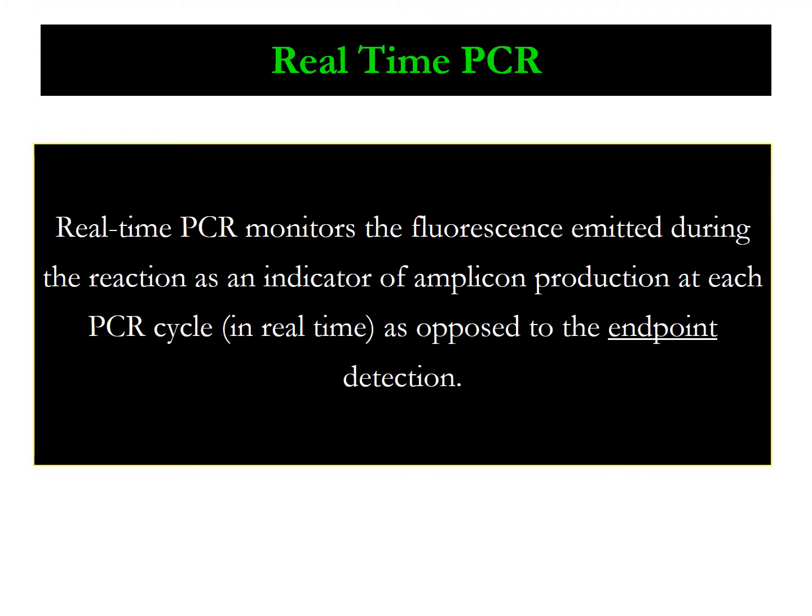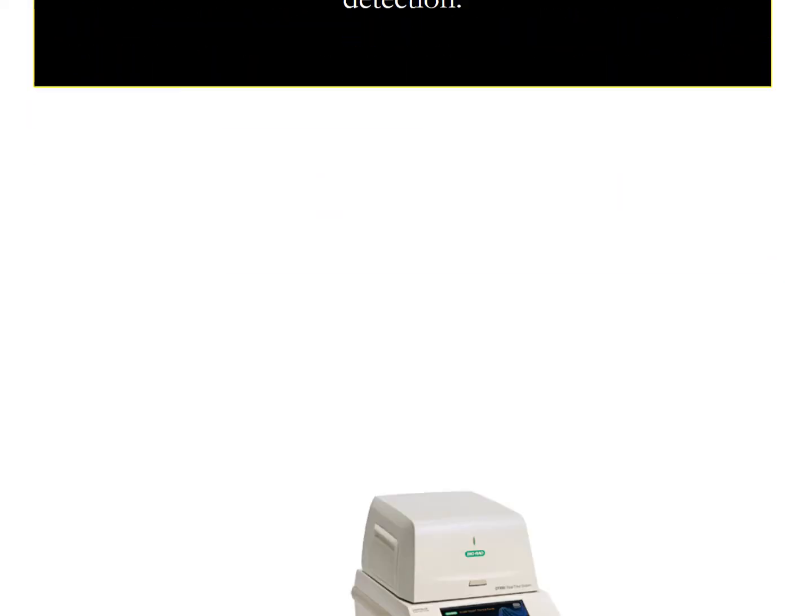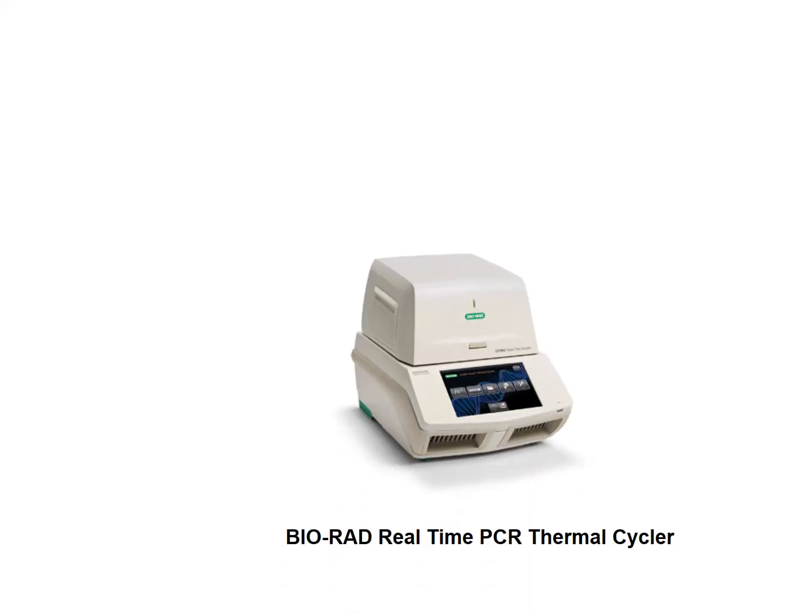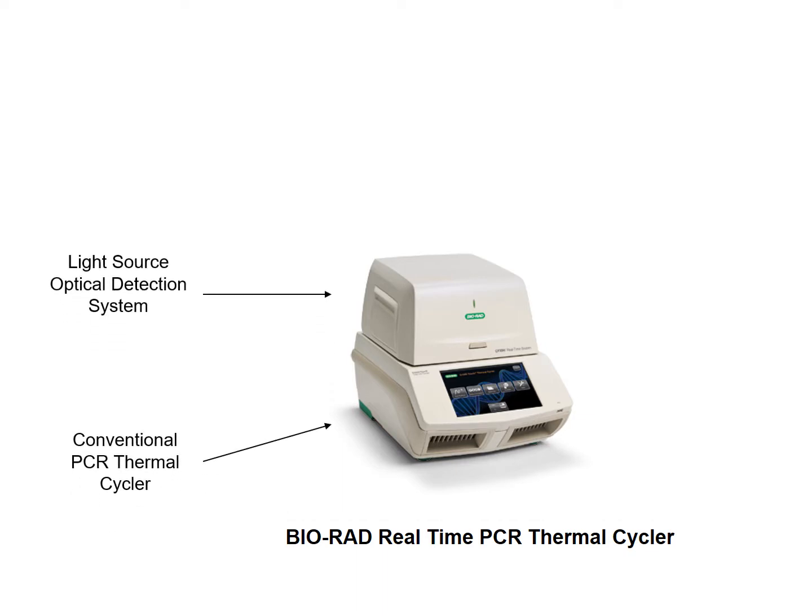Real-time PCR monitors the fluorescence emitted during the reaction as an indicator of amplicon production at the end of each PCR cycle in real time, as opposed to the conventional endpoint detection. In the case of real-time PCR, the thermal cycler consists of a conventional thermal cycler, which is conjugated with a light source and an optical detection system.